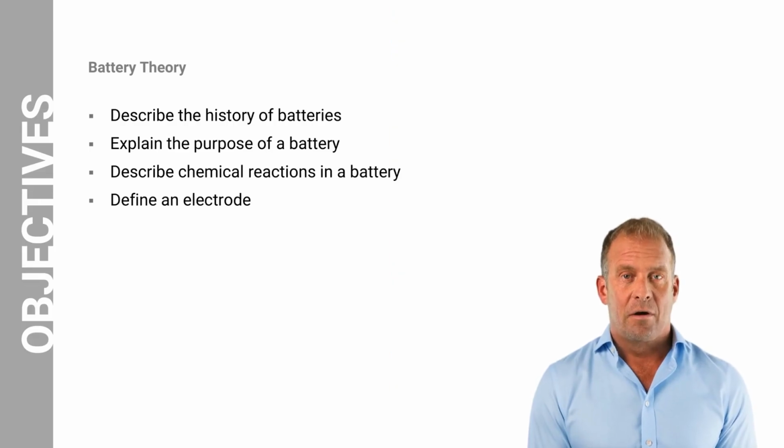Let us now look at our lesson objectives. After completing this lesson, you will be able to describe the people and events that led to the modern battery concepts. You will be able to explain the purpose of a battery. Next, you will be able to describe the chemical reactions in a battery. Finally, you will be able to define an electrode.